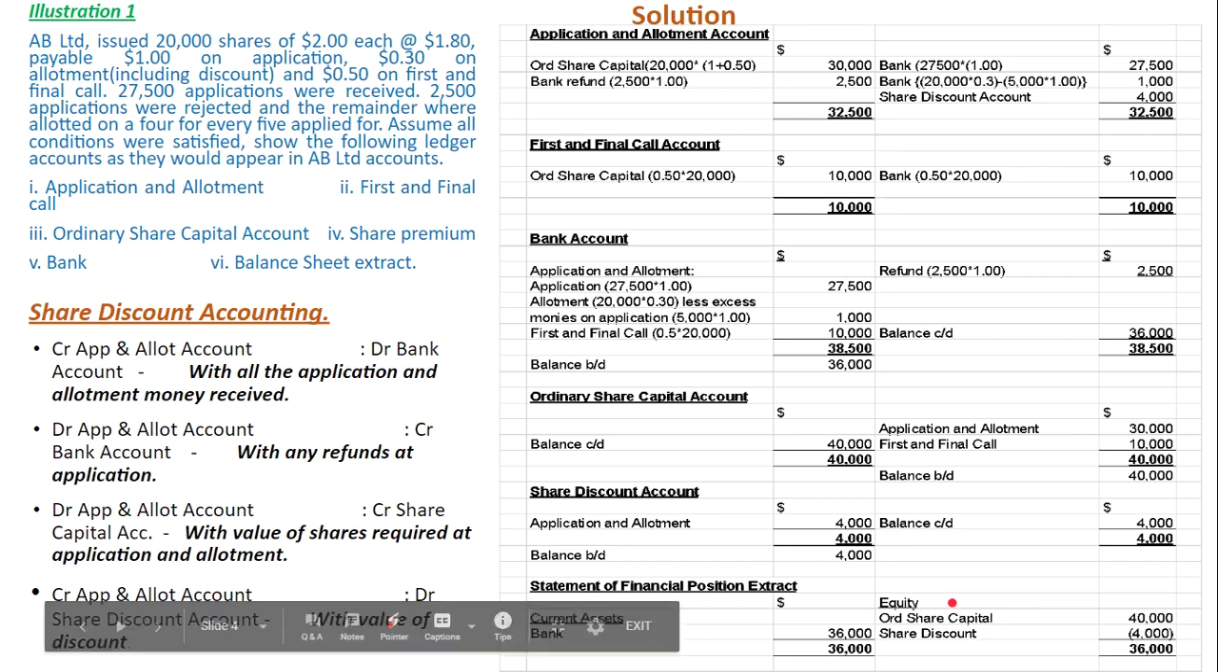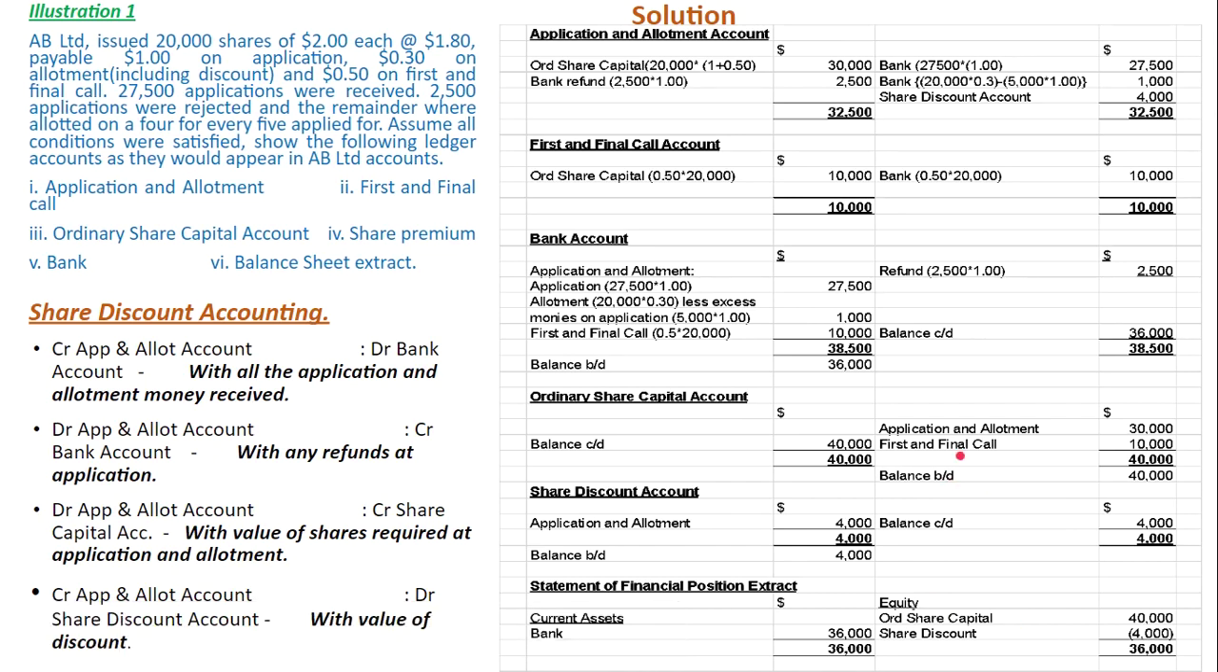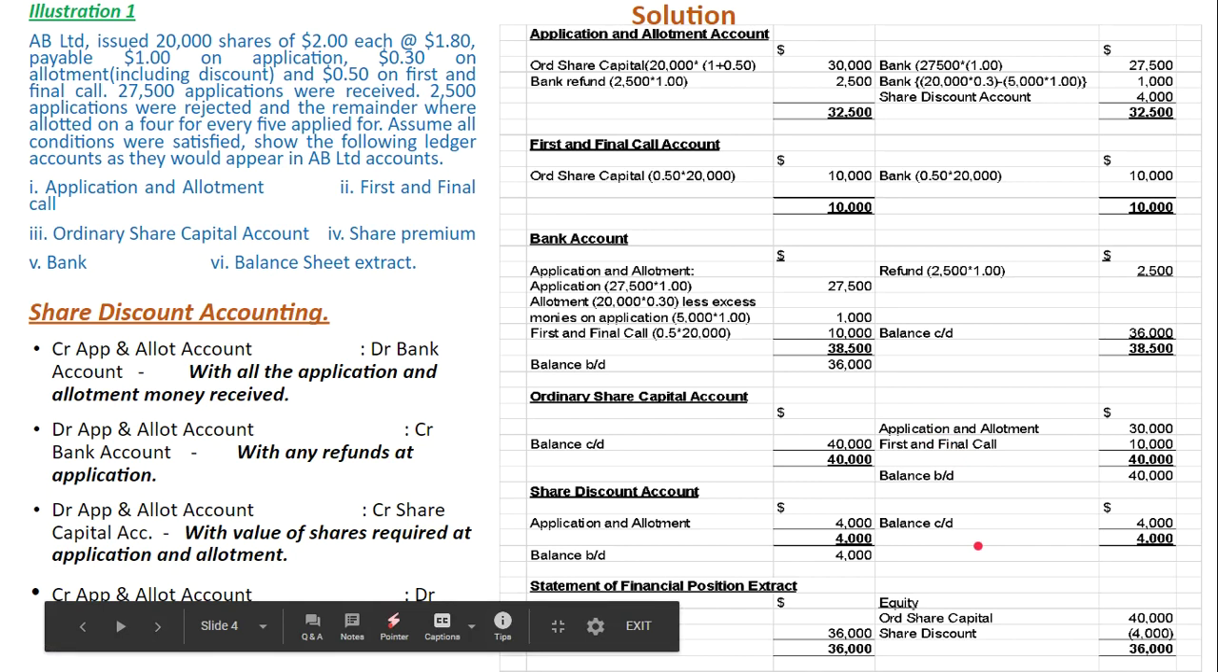Basically, share discount is a capital loss. Therefore, we have to record it on the capital side as a negative to show the true reflection of our equity value. In some instances, when the share discount is of an insignificant value, some institutions might choose to write it off against the profit and loss account. Some may choose to write it off against a share premium account. Therefore, it has to be shown on the equity side of the statement of financial position.